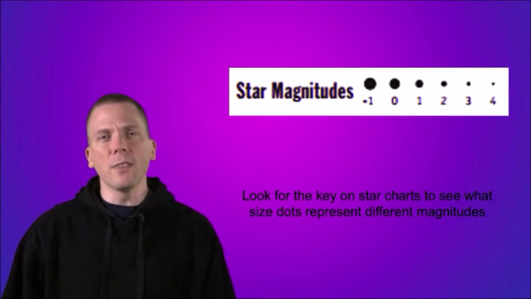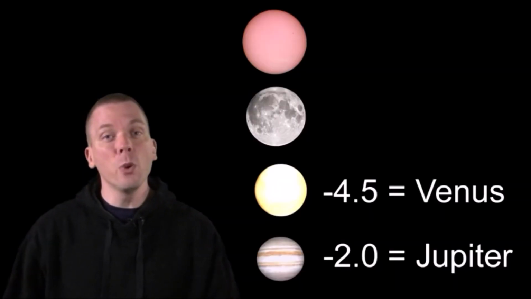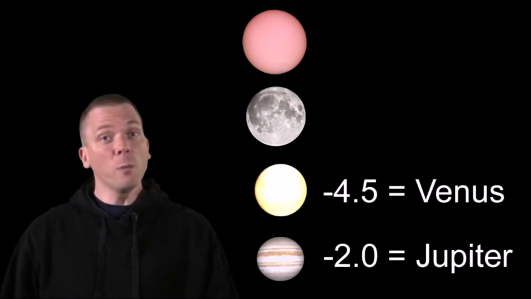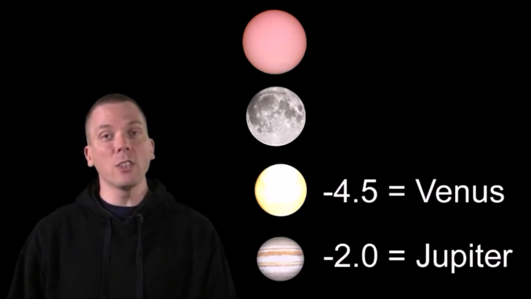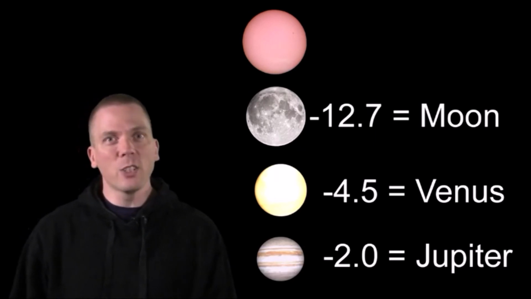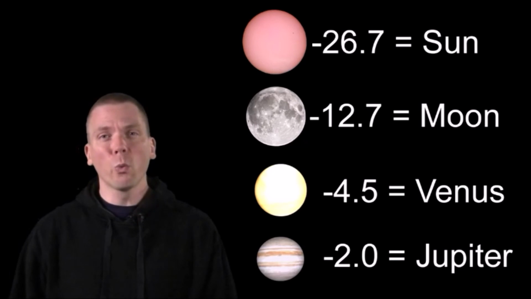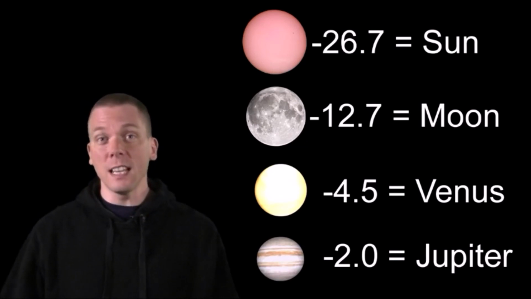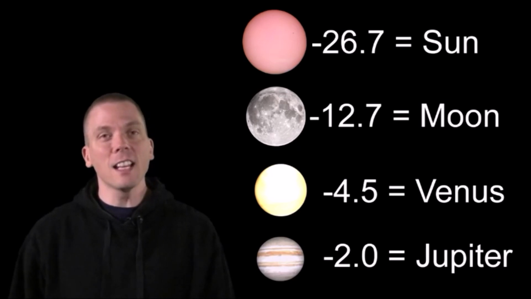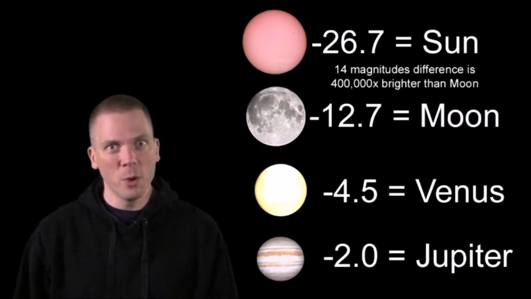But from our perspective, even brighter than the stars' magnitudes is that of the moon and sun. The full moon in the night sky shines at magnitude negative 12.7 and the sun at magnitude negative 26.7. Those are both really bright compared to starlight, but also a huge difference even between themselves, as the sun is 400,000 times brighter than the full moon.